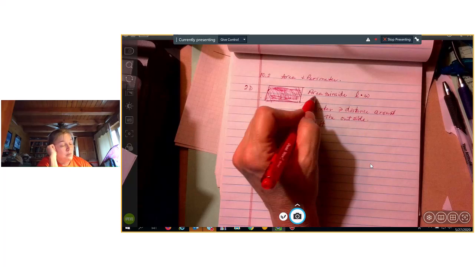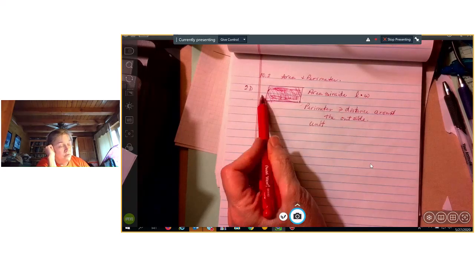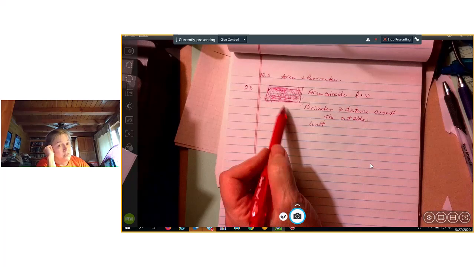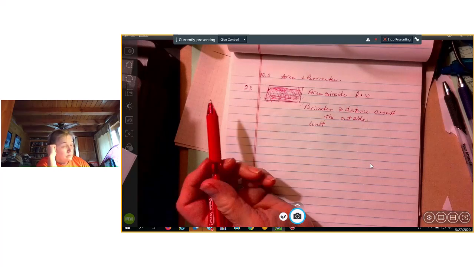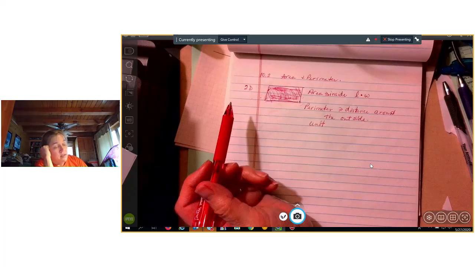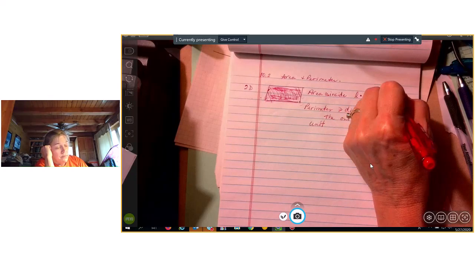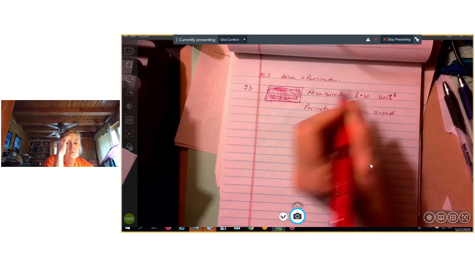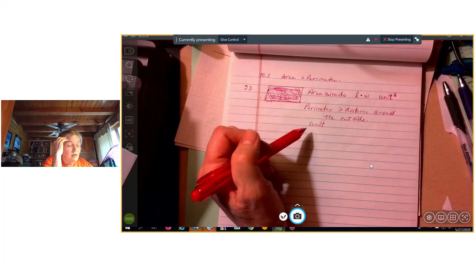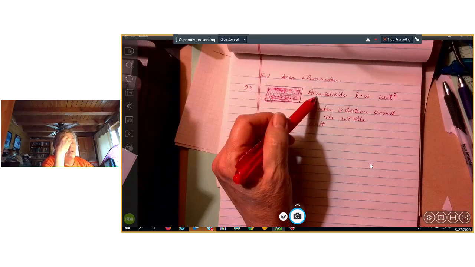And because I'm multiplying, let's say I have centimeters times centimeters, or inches times inches, or cucumbers times cucumbers, however I measure this, this is always going to be unit squared. So never forget what your units are going to be. In a perimeter, your units are going to be just units to the first degree, just the unit. An area is always going to be unit squared.